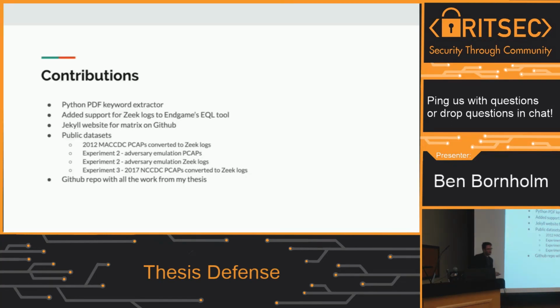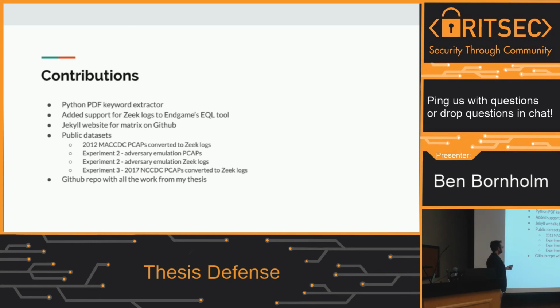So, contributions. That Python PDF keyword extractor, which scanned all the PDFs for keywords and showed me which PDFs to look at, is on GitHub. I added support for Zeek logs to Endgame's EQL tool. There is a Jekyll website for my matrix on GitHub, and this is really important because it allows the community to have input on my matrix and provides a public discussion forum for people to give feedback on the matrix and provide new techniques. As a community, we can do that in a public discussion on GitHub.